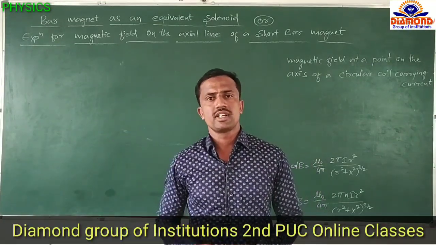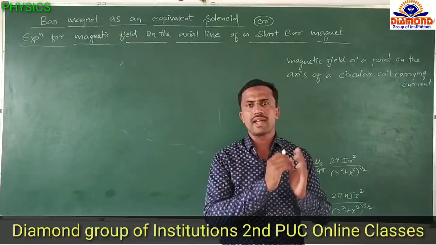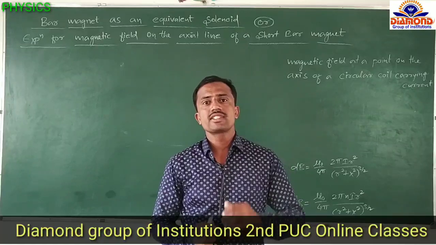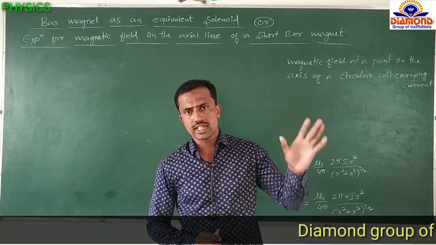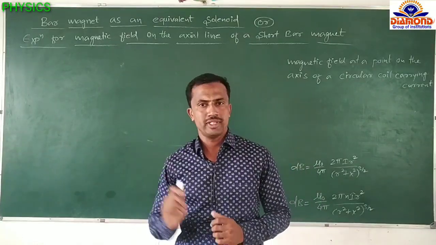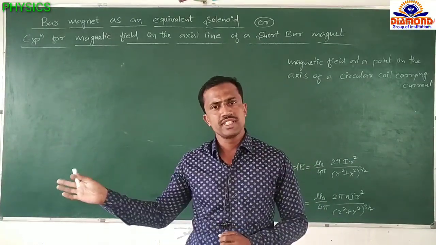Yesterday, we discussed the magnet, properties of magnet, and magnetic field, properties of magnetic field, and some definitions: pole strength and magnetic dipole moment. Okay, that is what we discussed in the last class.